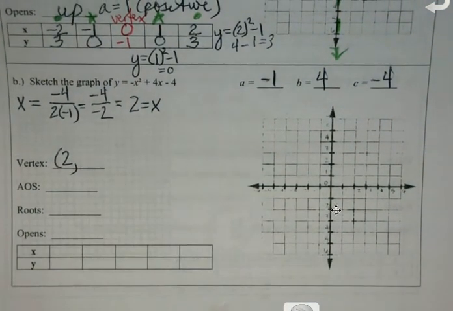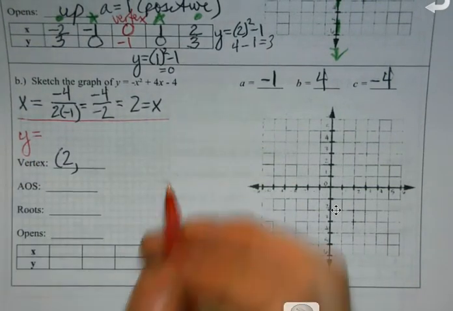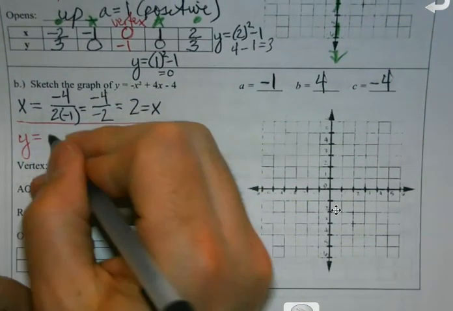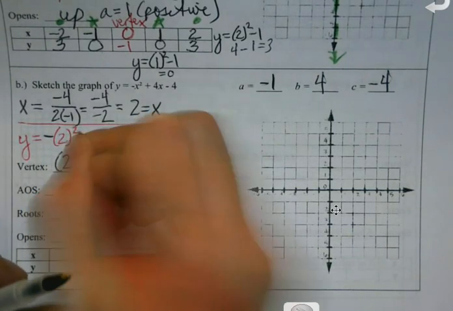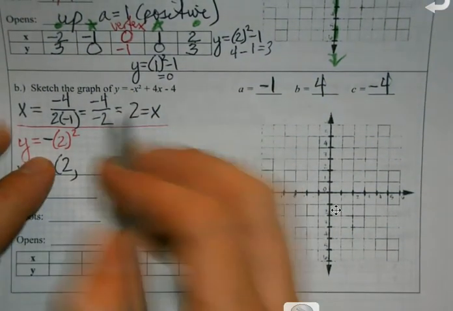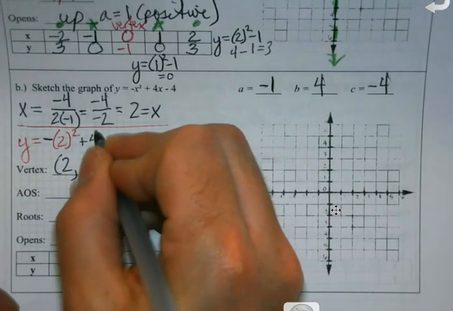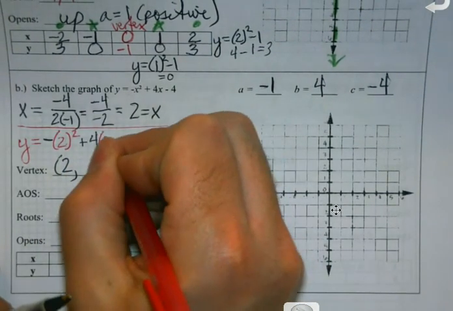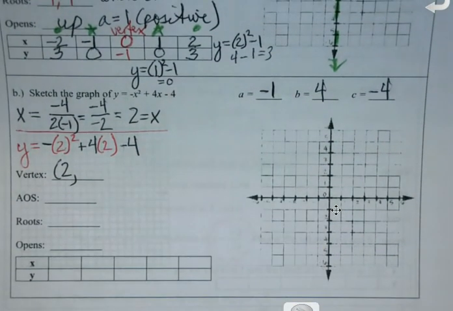So then my y, let's see here. Now I got to be careful. The negative's there, and then the 2 goes to the squared here. The negative doesn't go in the parentheses with the 2 because it's sitting out front. So then plus 4 times my x value, which I'm going to put in parentheses, minus 4.